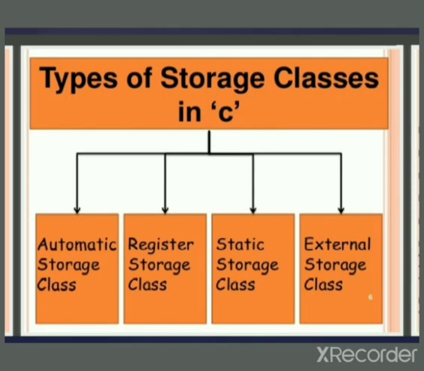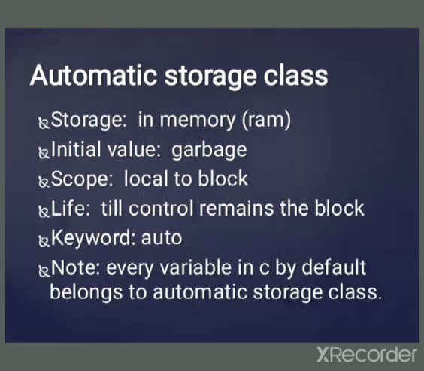Let us see the types of storage classes in C. There are 4 types of storage classes in C: automatic storage class, register storage class, static storage class, and external storage class.